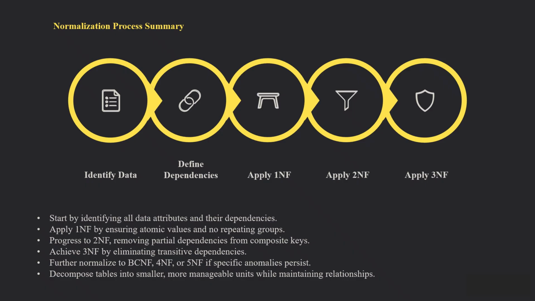Further normalize to BCNF, fourth normal form or fifth normal form if specific anomalies persist. So the table is split into smaller, manageable units while maintaining the relationships.